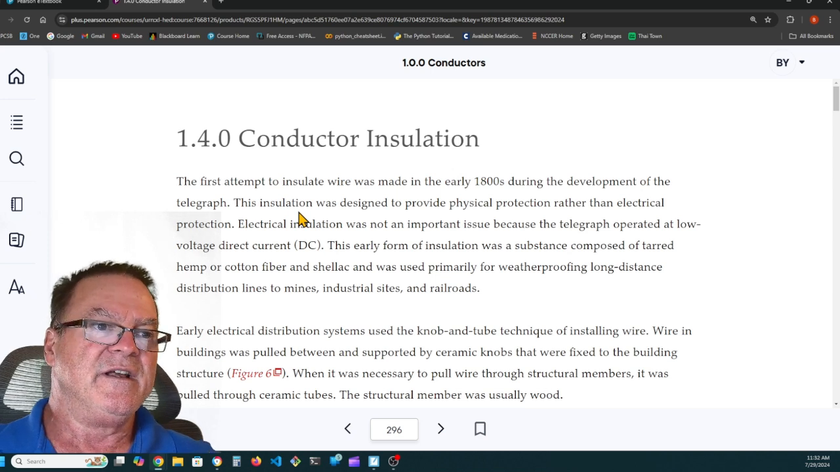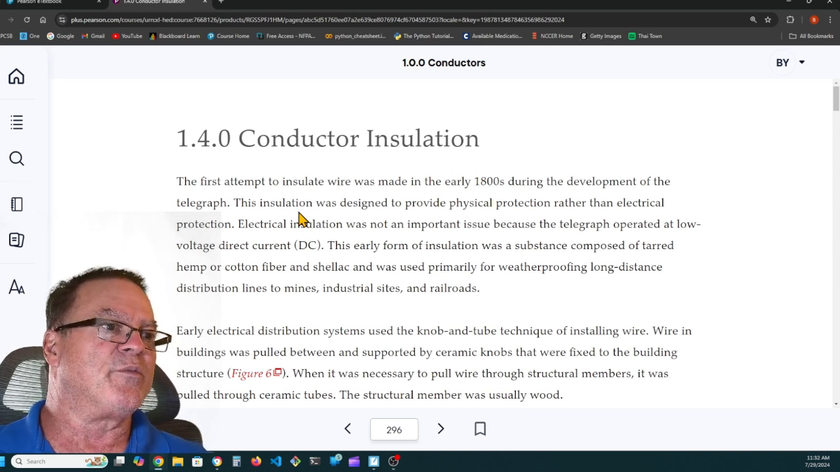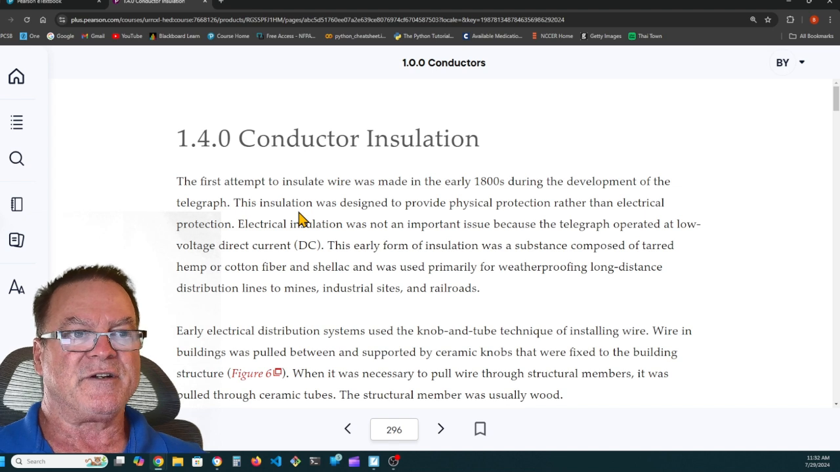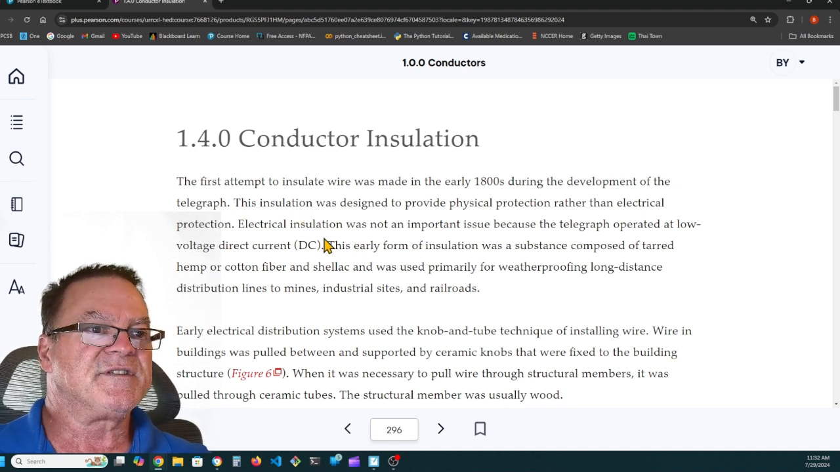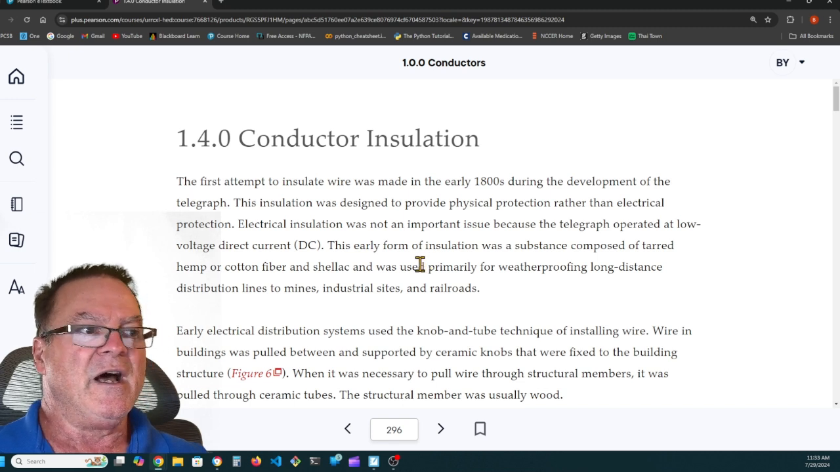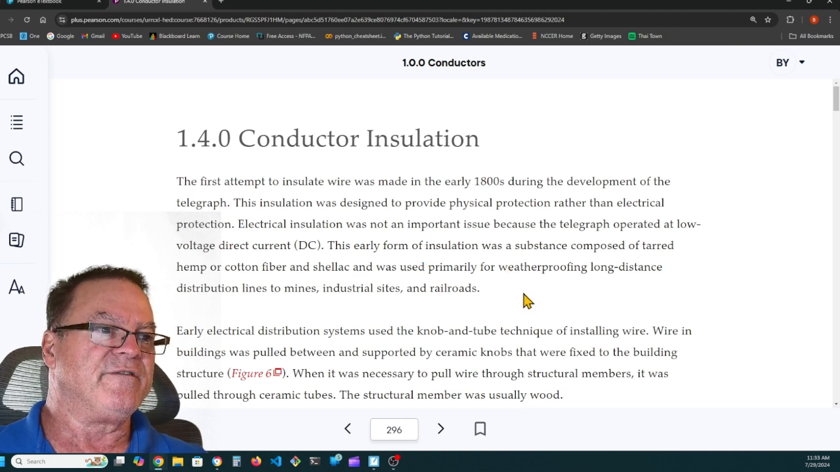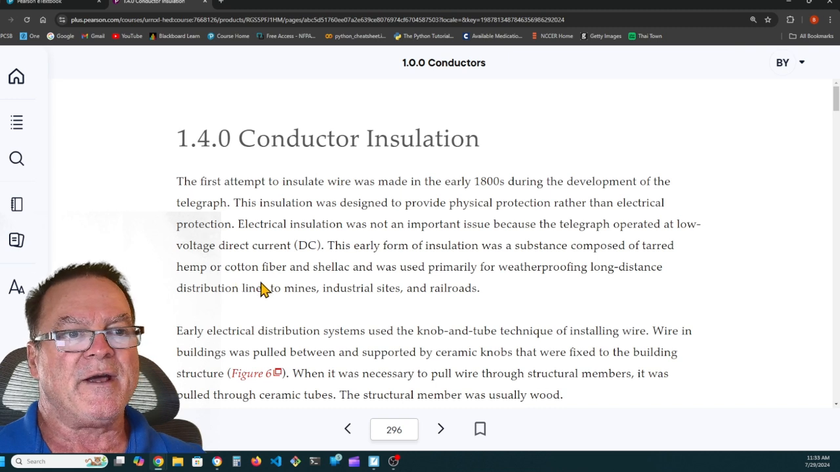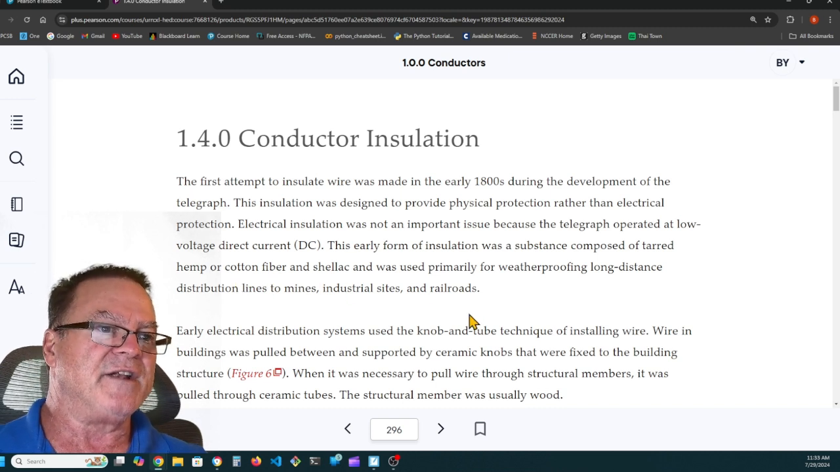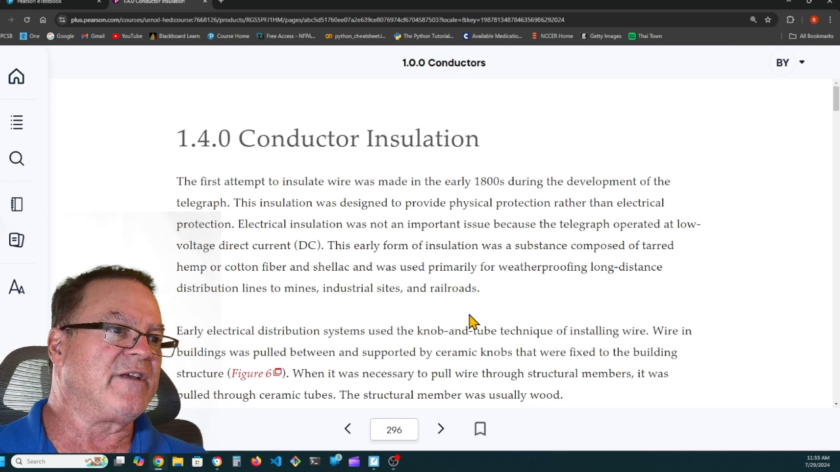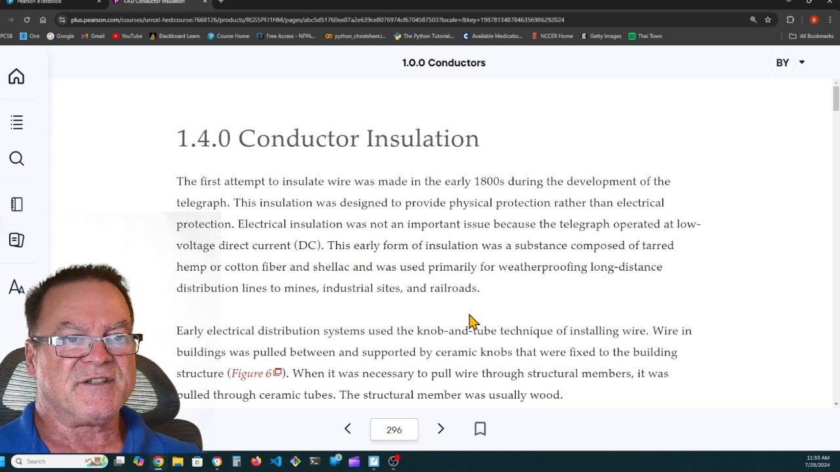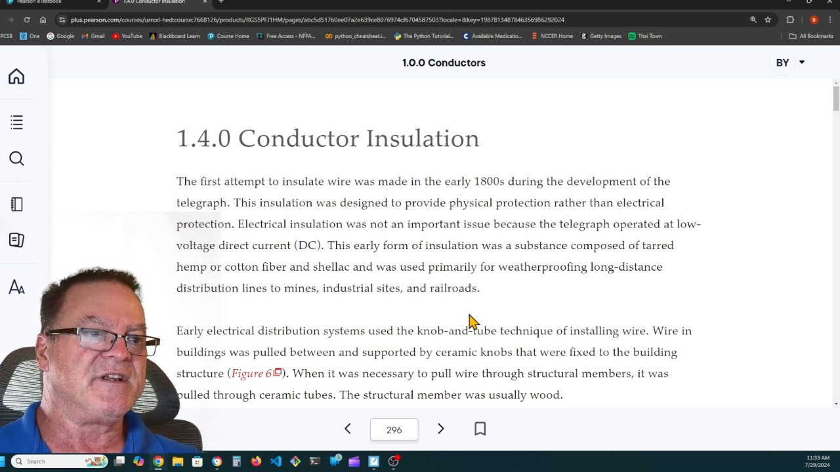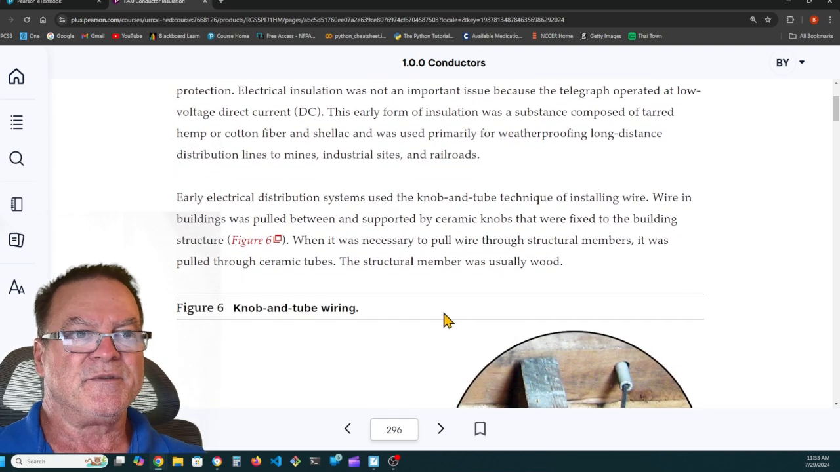1.4.0 Conductor insulation. The first attempt to insulate wire was made in the early 1800s during the development of the telegraph. This insulation was designed to provide physical protection rather than electrical protection. Electrical insulation was not an important issue because the telegraph operated at low voltage direct current. This early form of insulation was a substance composed of tarred hemp or cotton fiber and shellac, and was used primarily for weatherproofing long distance distribution lines to mines, industrial sites, and railroads.